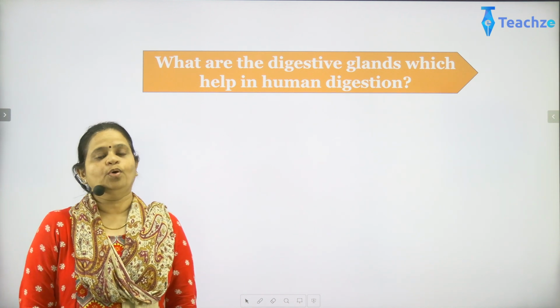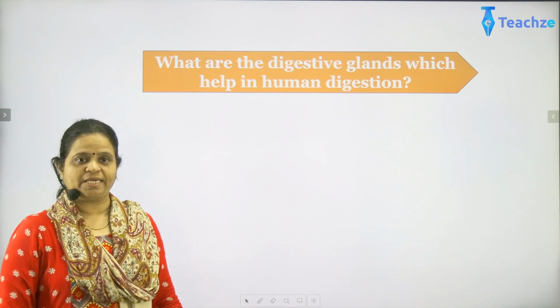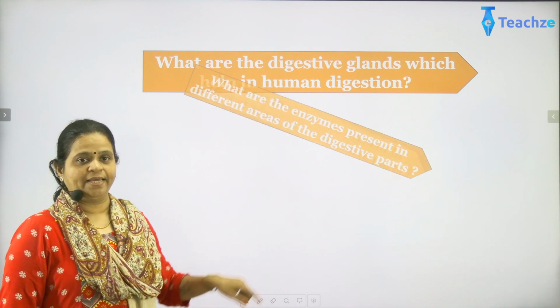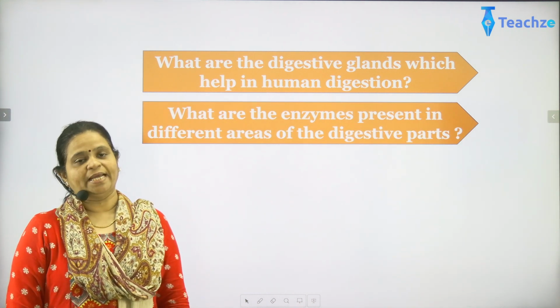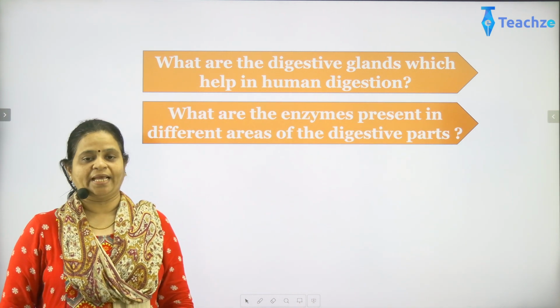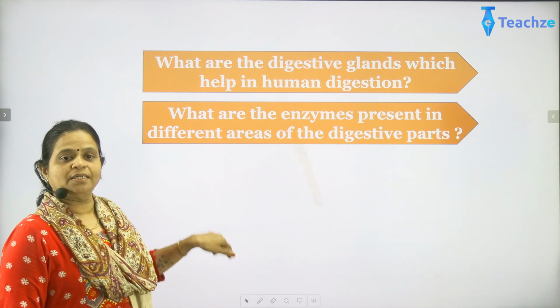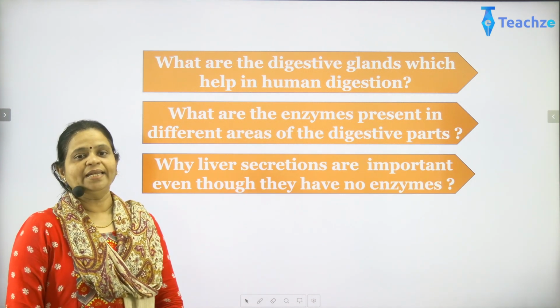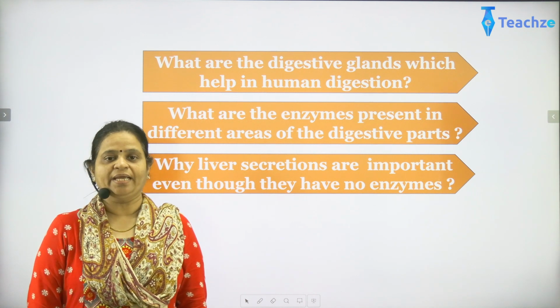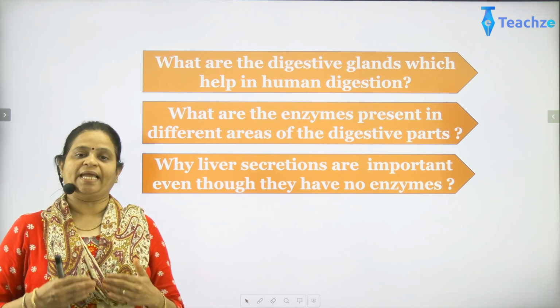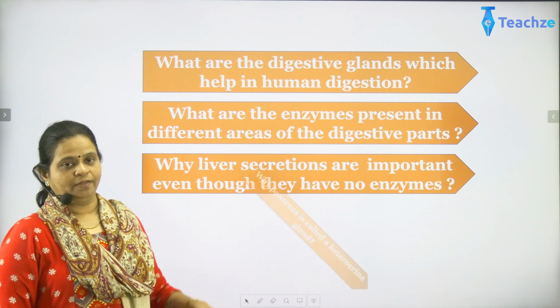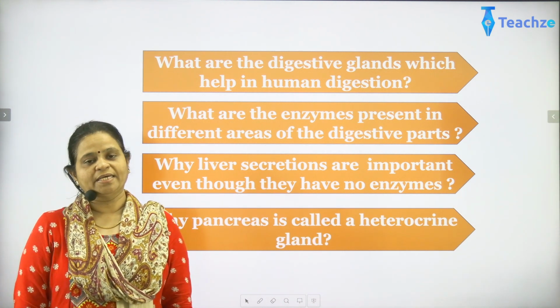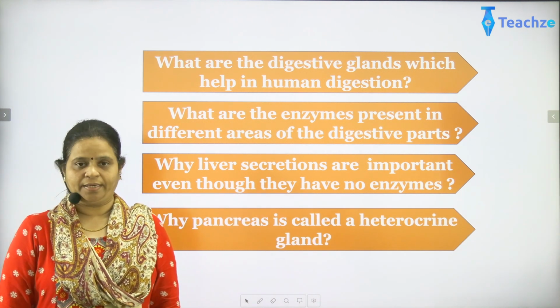First, what are the different digestive glands which help in human digestion? The second one: what are the different enzymes which are present in different areas of digestion? Third, why liver secretions are so important even though they are not associated with any kind of enzymes. And the fourth one, why the pancreas is generally called a heterocrine gland.